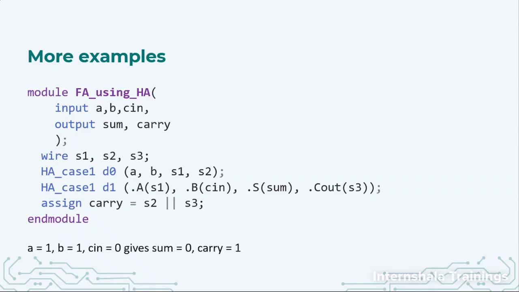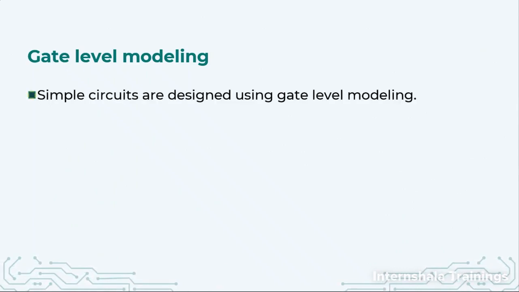And if I give input A equal to 1, B equal to 1 and C equal to 0, my output will be sum equal to 0 and carry equal to 1. Now let us talk about the second style, and that is gate level modeling.